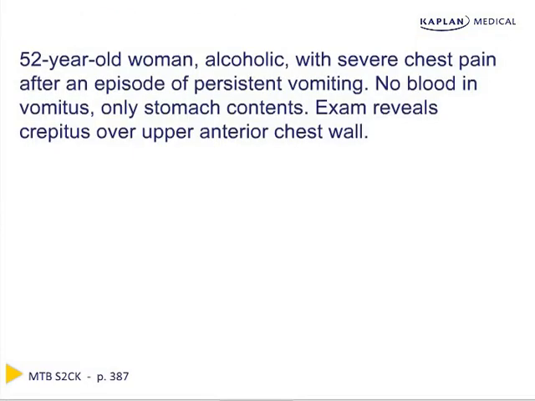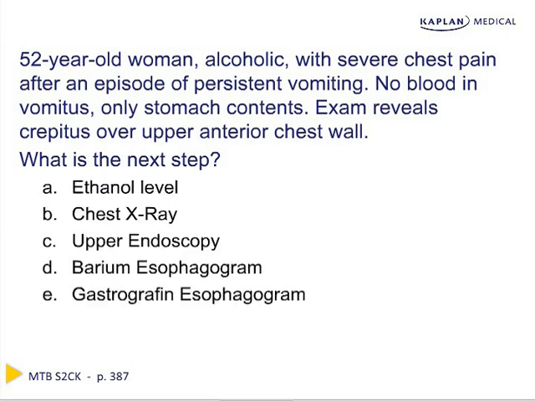Let's now switch gears by tackling a case. A middle-aged woman, a known alcoholic, presents with chest pain after vomiting, but denies seeing blood in the vomitus. Palpation of the anterior chest wall reveals crepitus. What is the next step in the workup of this patient? Is it A, measure an ethanol level, B, chest x-ray, C, upper endoscopy, D, a barium esophagogram, or E, a gastrographin esophagogram?